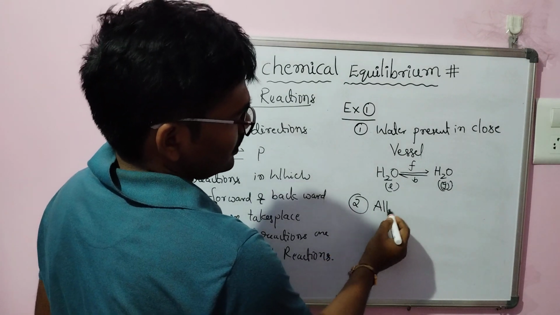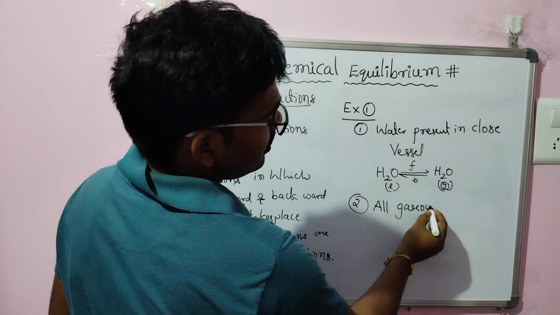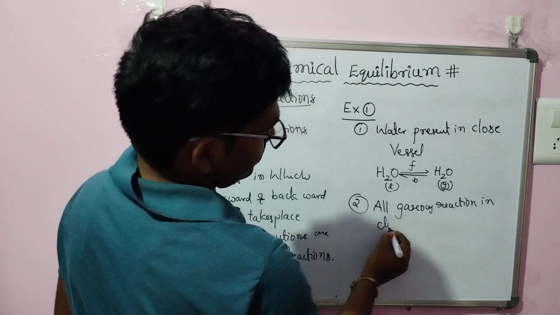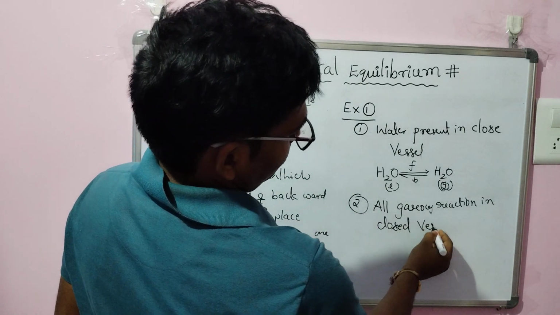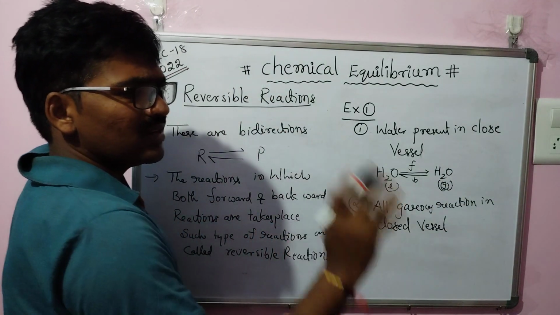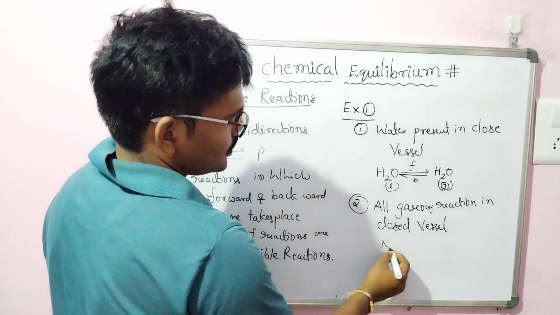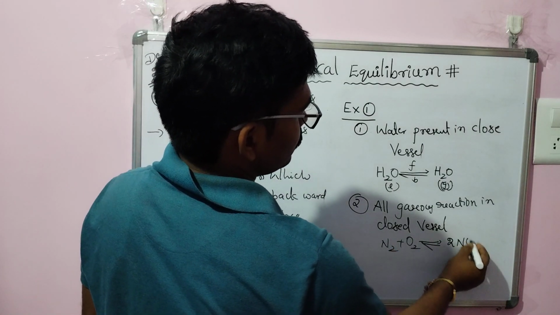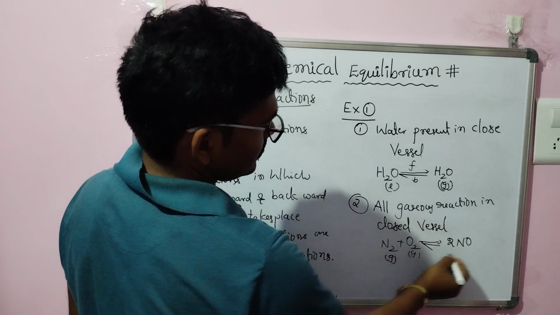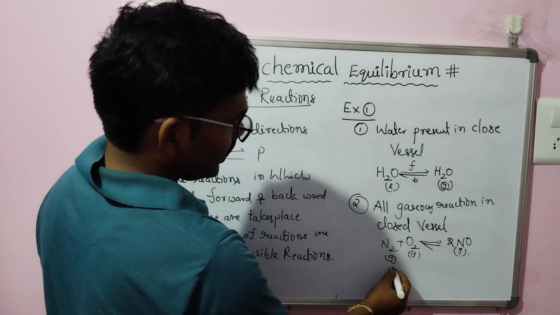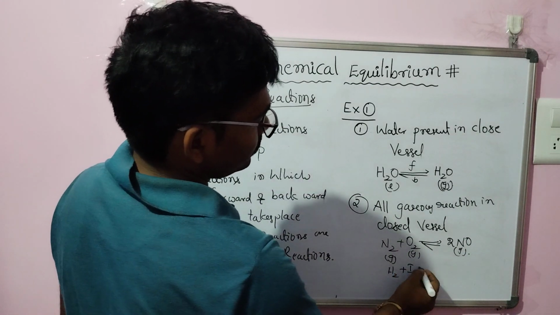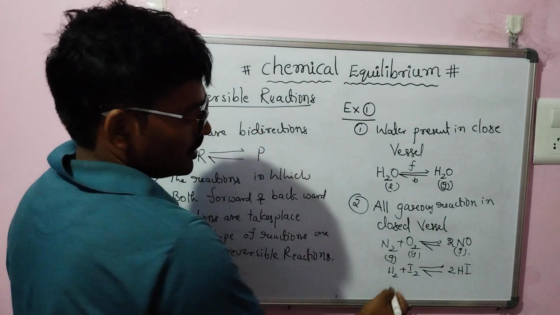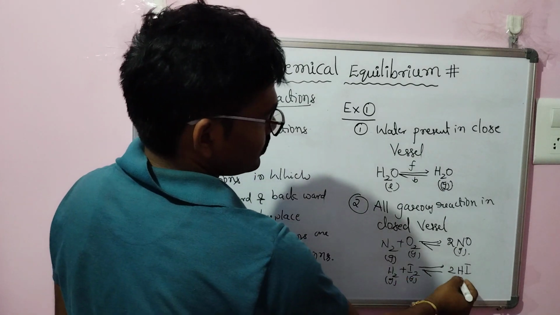So that is, all gaseous reactions in a closed vessel, remember it. Some of the reactions I will explain to you. So N2 plus O2 gives 2NO. Sir, all are gases: this is the gas, this is the gas, this is the gas. Then H2 plus I2 gives rise to 2HI. This is the gas, this is the gas, even this is also a gas.